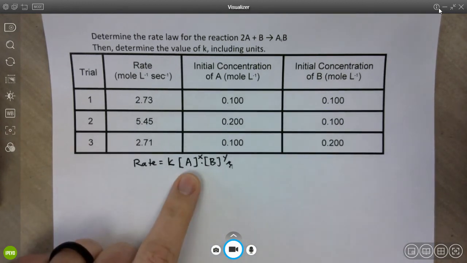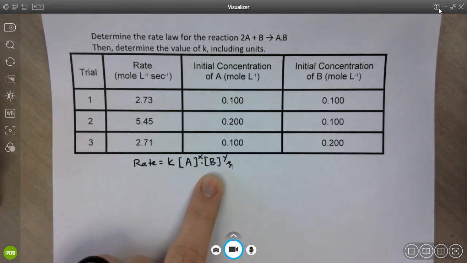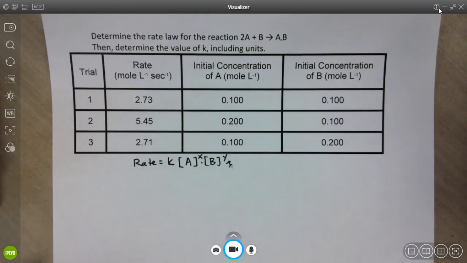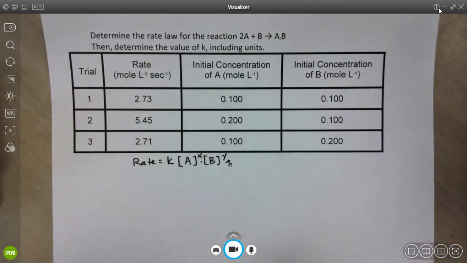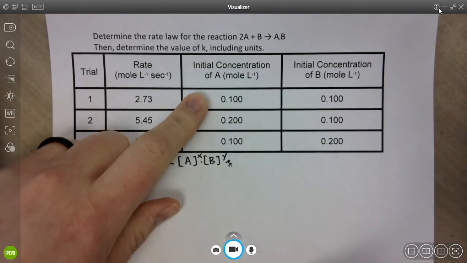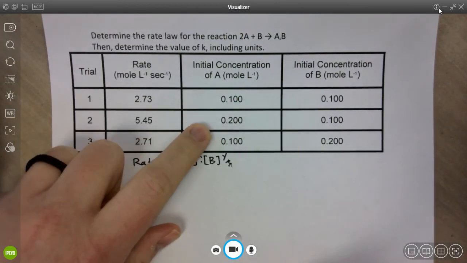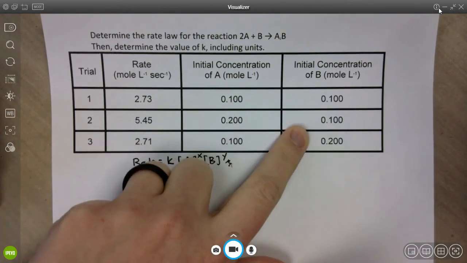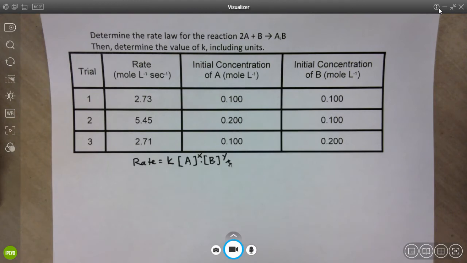And what I like to do, and what they recommend, is take this generic equation here and plug in different values to figure out what that ratio is. To decide which trials to compare, the easiest way is this: if I'm figuring out how A is going to change, I'm going to find a trial where A is different from one trial to the other, but B is not different. So if I can find that, that's what I want to do.